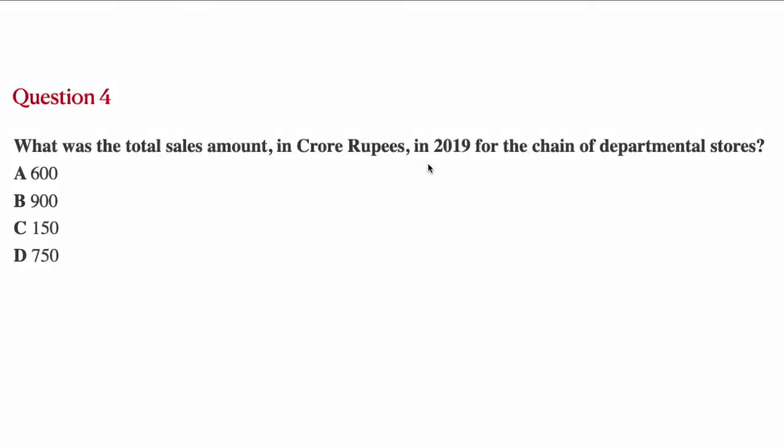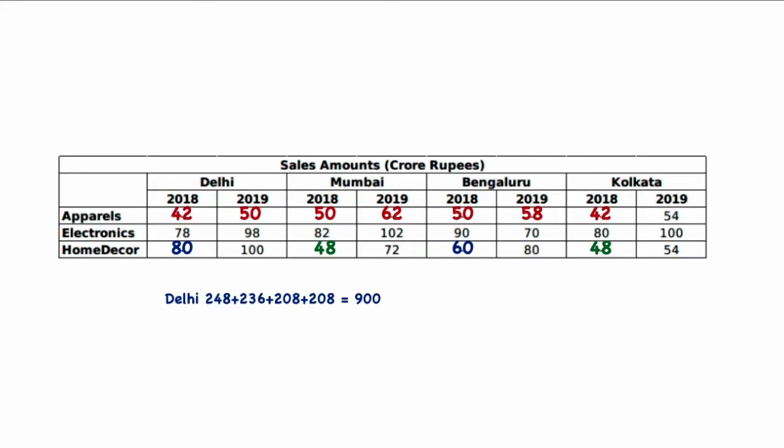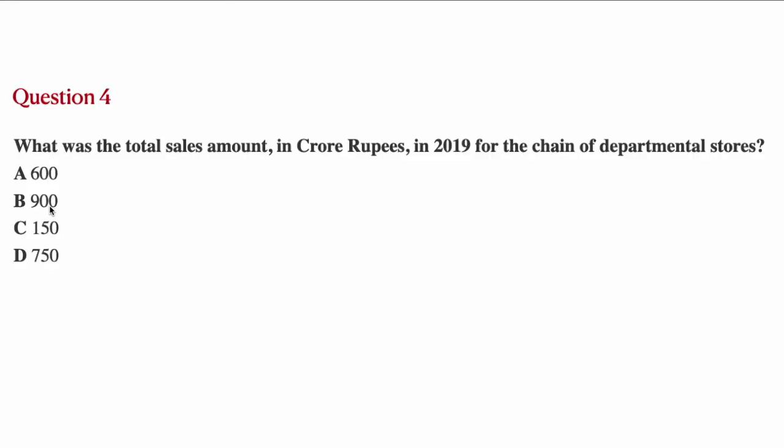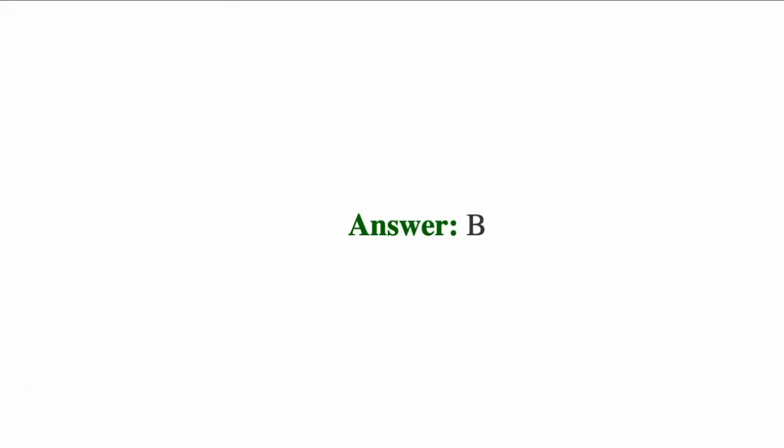Now, for 2019, for the chain of departmental stores, we need the sum of all 2019 sales, right? So 2019 for Delhi we get 248. Similarly for Mumbai 236, for Bengaluru 208, and for Kolkata 208. If you sum all these, you will get 900, right? So 900 is option B. Let us check the answer. Yes, the answer is option B.